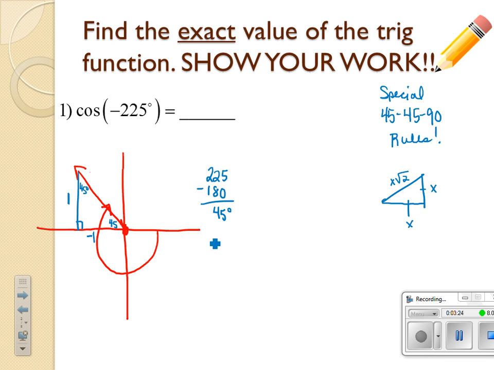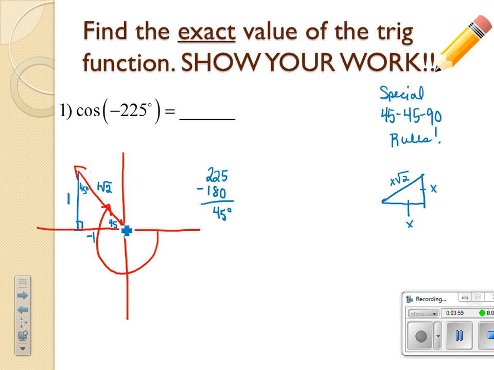Now, remember I talked about this yesterday. The hypotenuse is always positive no matter what the x and y are. So the hypotenuse is still going to be 1 square root of 2. No matter what, the hypotenuse is always going to stay positive. But we have to be careful because if we're talking about a positive angle, then we'd have a positive x value. So you have to really be careful making sure that you have it in the correct quadrant and your x's and y's are set up correctly.